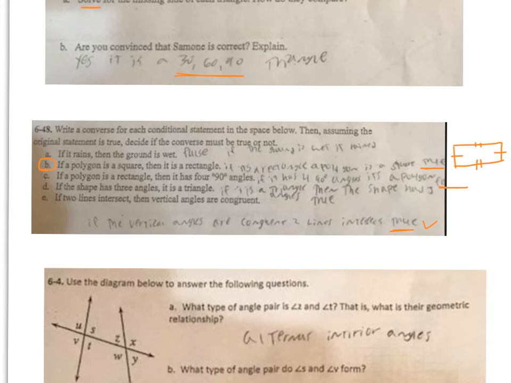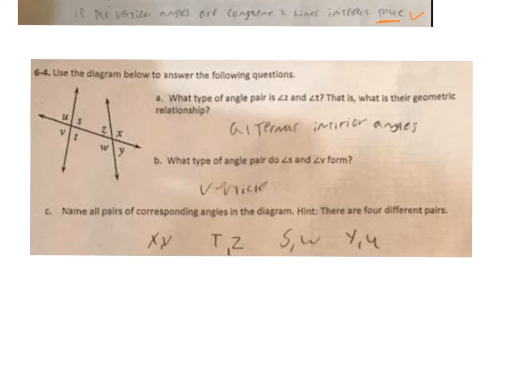All right. Let's go down to the bottom, 6-4. These problems are labeled really interestingly, so that's great. Okay, let's take a look. Angles Z and T, so we have Z and T, alternate interior, very good. The AIAs, kind of fun calling that. What type of angle pair do S and V form? Those are vertical angles, good.